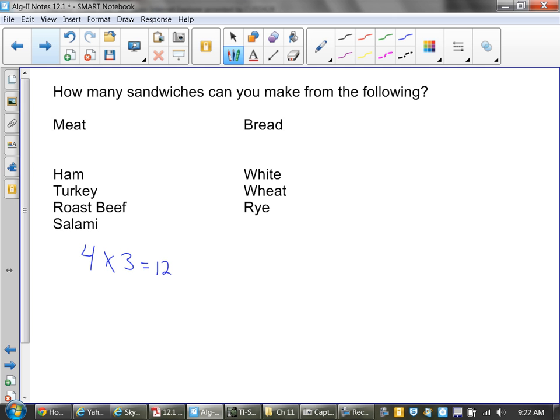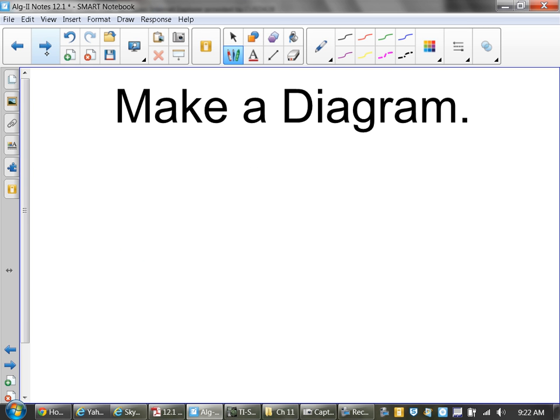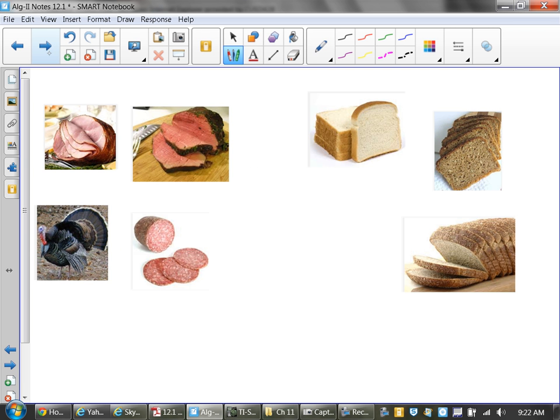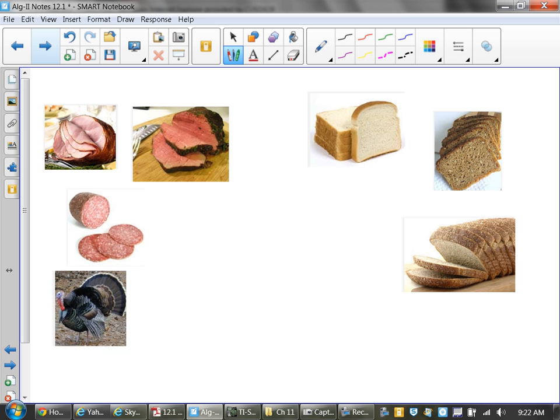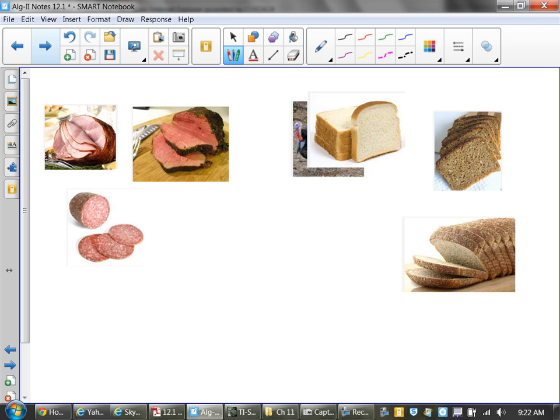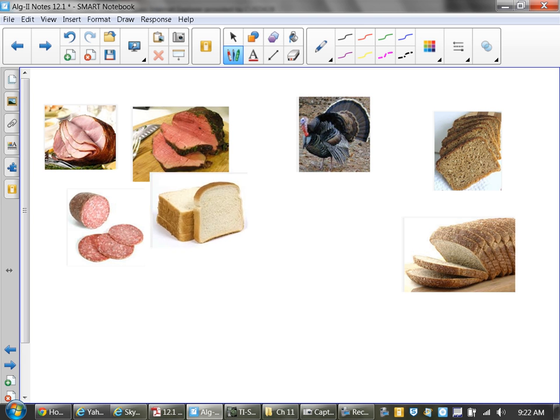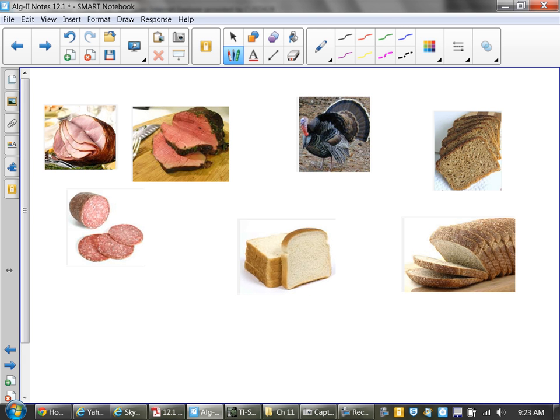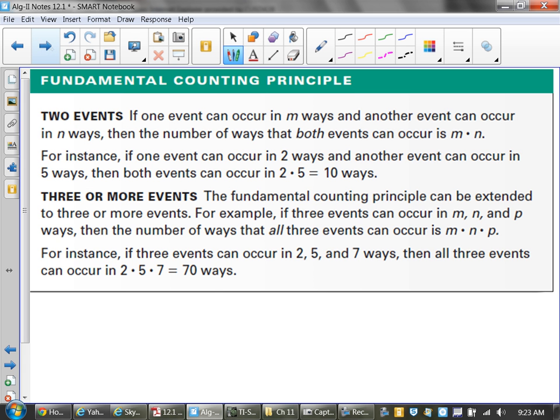You can have multiple meats on a sandwich. I was going to actually say make a diagram, and I had some fun stuff here. I had turkey on white, white on turkey. But yeah, the fundamental counting principle, like you guys just all explained.